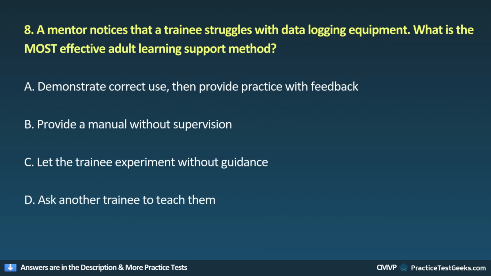8. A mentor notices that a trainee struggles with data logging equipment. What is the most effective adult learning support method? A. Demonstrate correct use, then provide practice with feedback. B. Provide a manual without supervision. C. Let the trainee experiment without guidance. D. Ask another trainee to teach them.